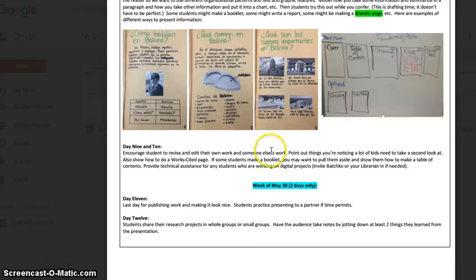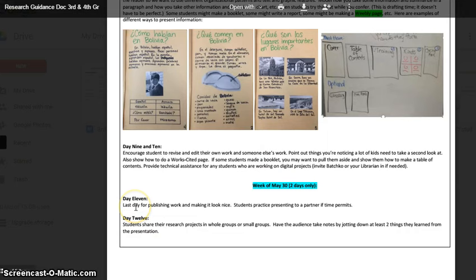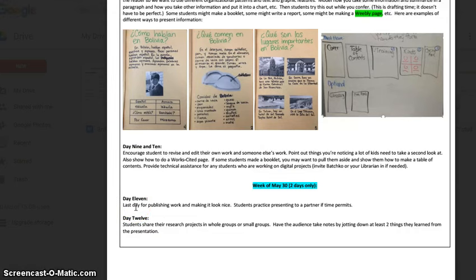And then the last few days, they are publishing it. They're making it look nice. They're rewriting it, or they're retyping it. They're adding pictures. They're adding graphics. They're just polishing it up. And then the last day, they'll share that with the whole class. I would encourage you to have the whole class taking notes whenever someone is presenting to show that they are actively listening and they have learned at least 1 or 2 things from the presentation.